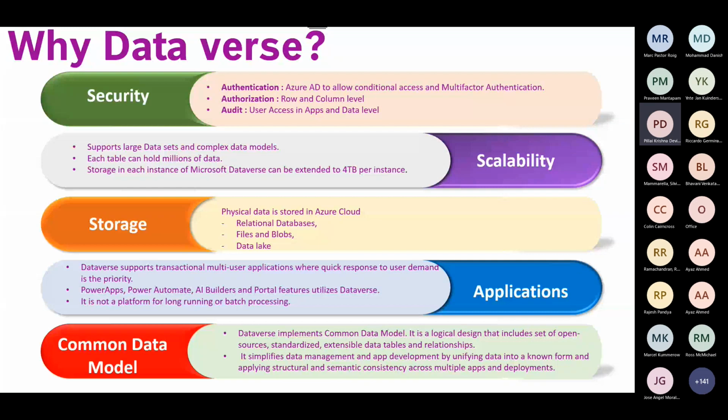In terms of scalability, we support complex data models, and we could store millions of records. Each instance that we have in Microsoft Dataverse has, at the moment, an extension up to 4 TB per instance. What all storage is possible? Physically, data could be stored in Azure cloud. We could push the data to relational databases, store them as files, blobs, data lakes, and so on.